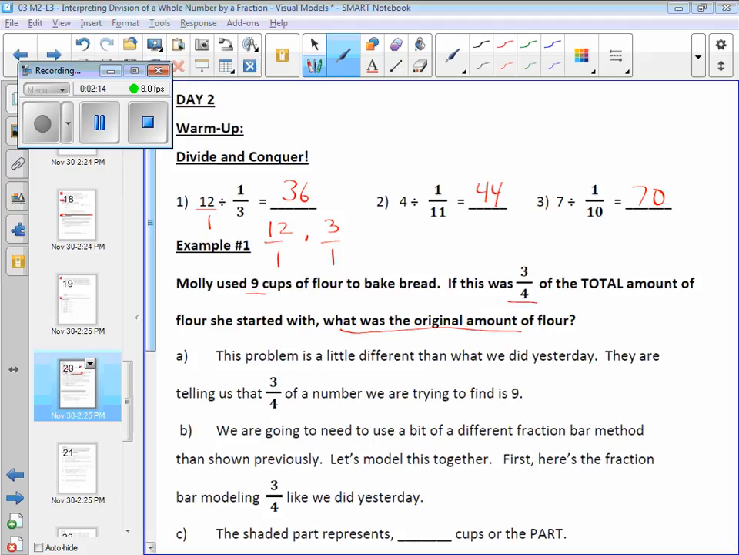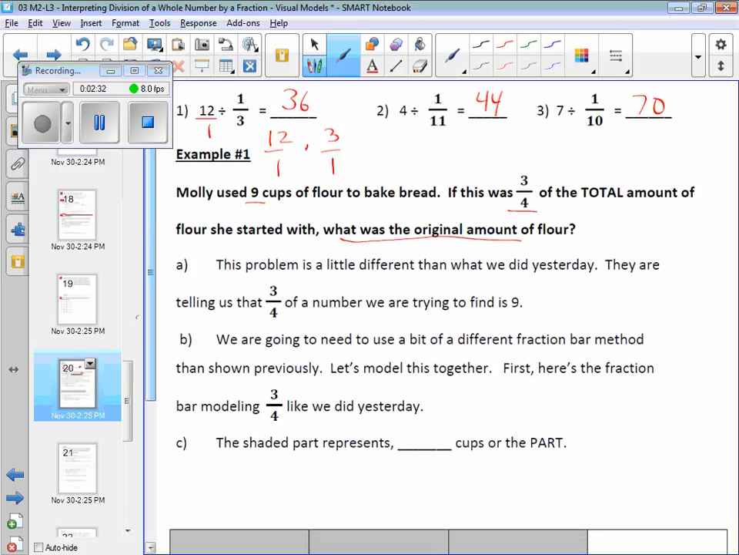Two ways to model it. We can use a tape diagram, and I'll show it to you. You can also use part-to-whole relationships. I think either way will work for you. They're telling us that 3/4 of a number we're trying to find is 9. It's not the whole amount. It's only 3/4 of it, and that number is 9.